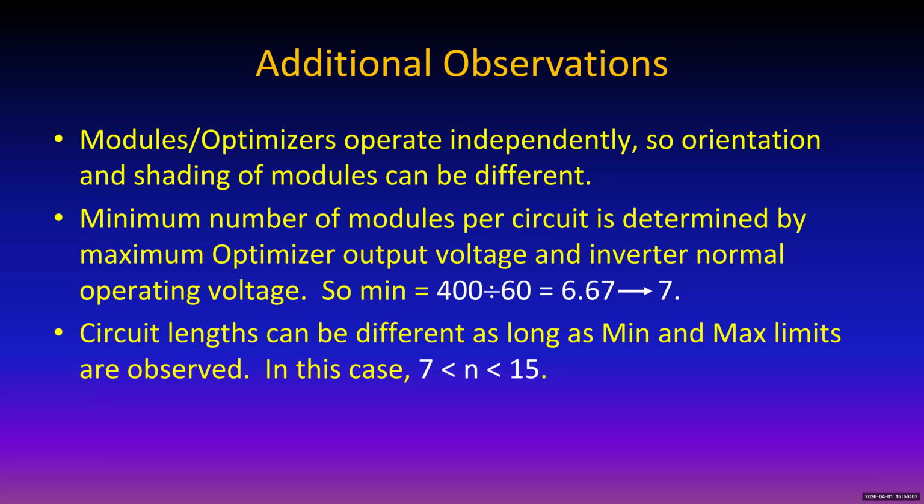And in this particular case, it's determined by the fact that none of these can run at more than 60 volts. And if you're operating at 400 volts, then 400 divided by 60 is 6.67. So that means that you need at least 7 modules so that the output of any of those optimizers will not exceed 60 volts. So somewhere between 7 and 15.